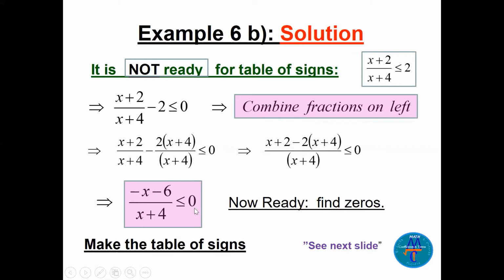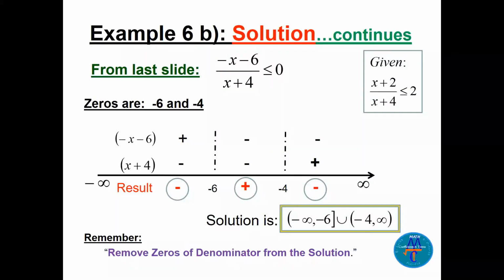Now ready, find the zeros here. Now from the last slide, we see minus x minus 6 over x plus 4 less than or equal to 0. This is now ready, so we make the table. So the zeros are minus 6 and minus 4. Be careful, both are negative, no problem. Just make the table here, put all the factors, minus x minus 6, x plus 4, choose a number. As I said, from the interval minus infinity to minus 6, any number you like, let's say minus 12 is okay.